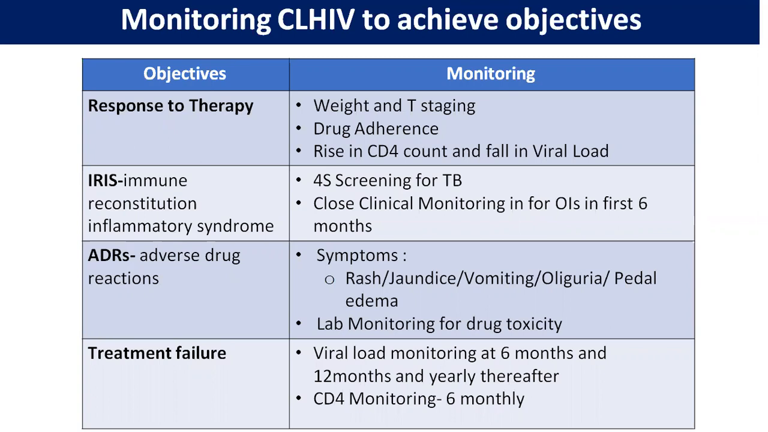Then if possible, you can do lab monitoring for drug toxicities and comorbid infections. Then treatment failure, viral load monitoring at 6 months and then thereafter. So we'll go on doing viral load monitoring at 12 months and yearly thereafter, and CD4 monitoring 6 monthly. And when it is normal, more than 350 on 2 readings, then we will go for only yearly monitoring of viral load.